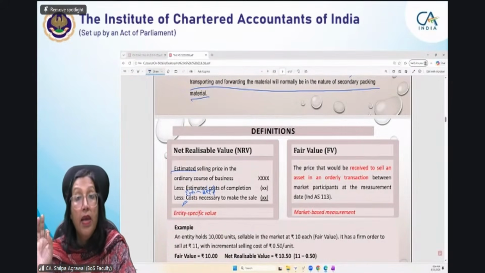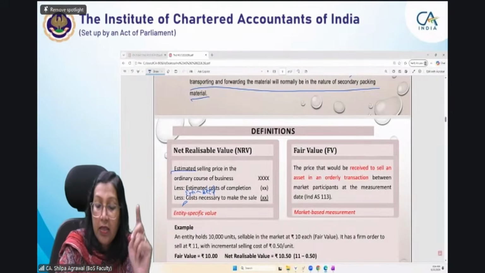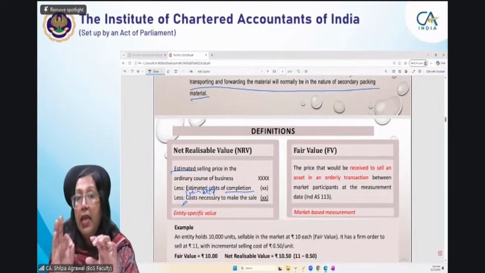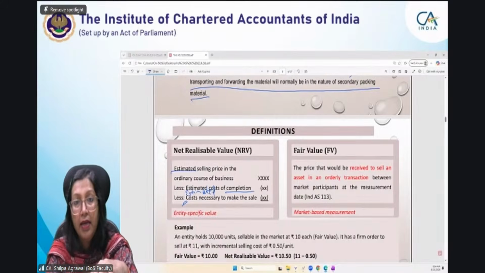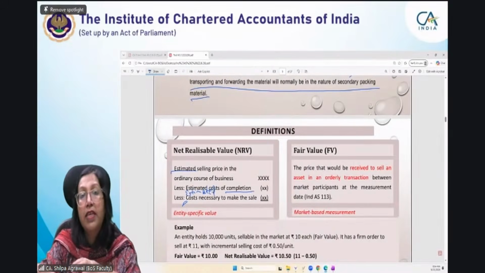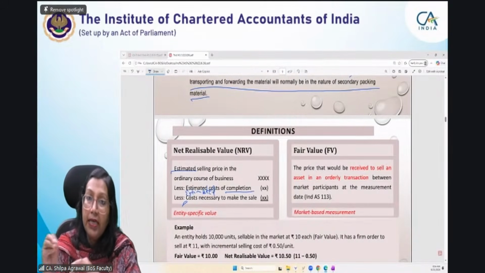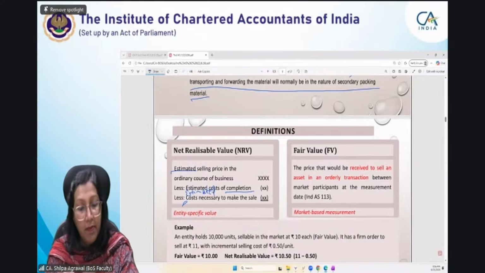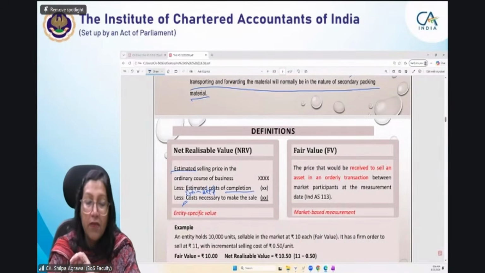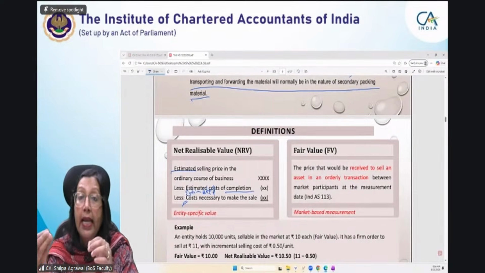So, estimated cost of completion, not conversion. Any cost you have incurred till date also forms part of the cost, but any cost which has not been incurred, but which you expect will be incurred to make it saleable, that estimated cost will be deducted while determining the net realizable value. It is an entity specific value.